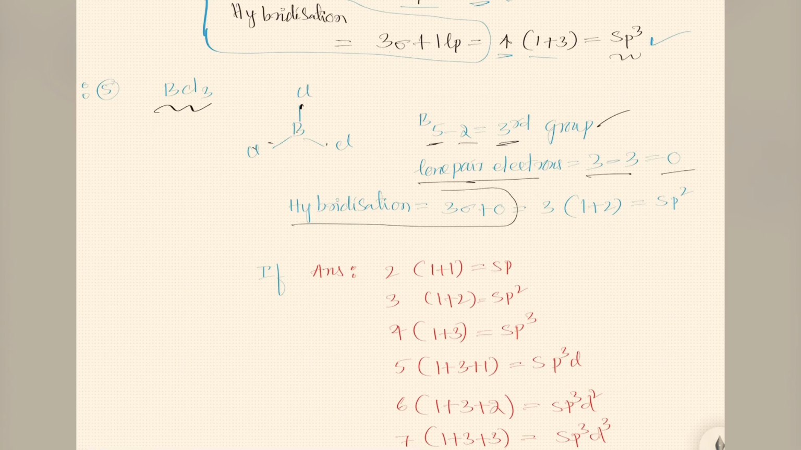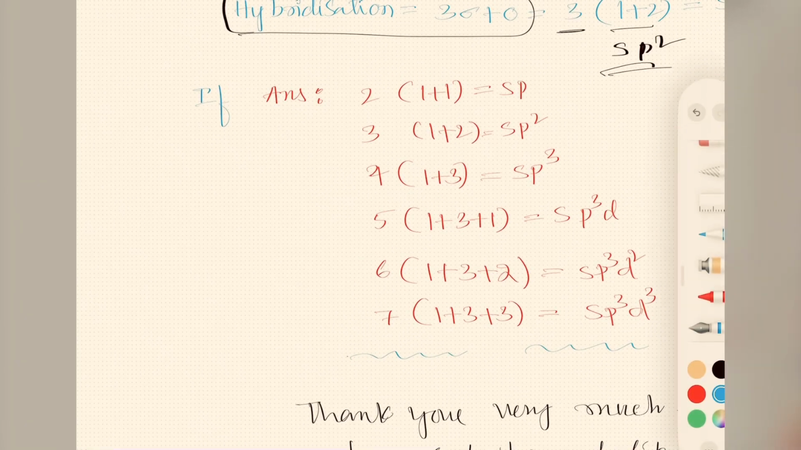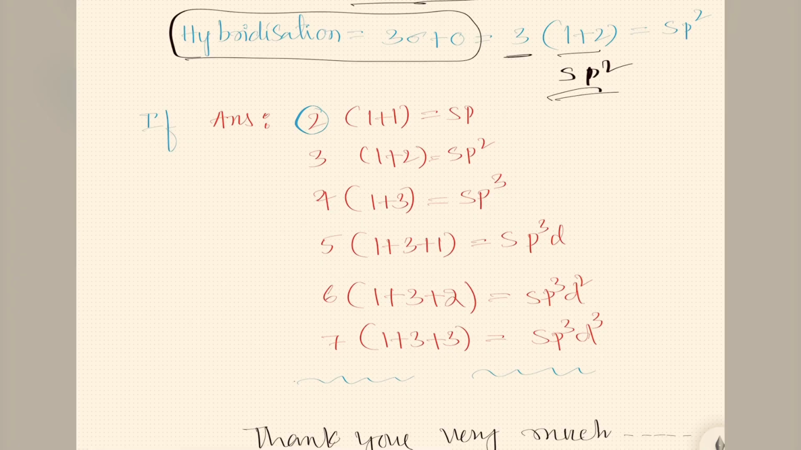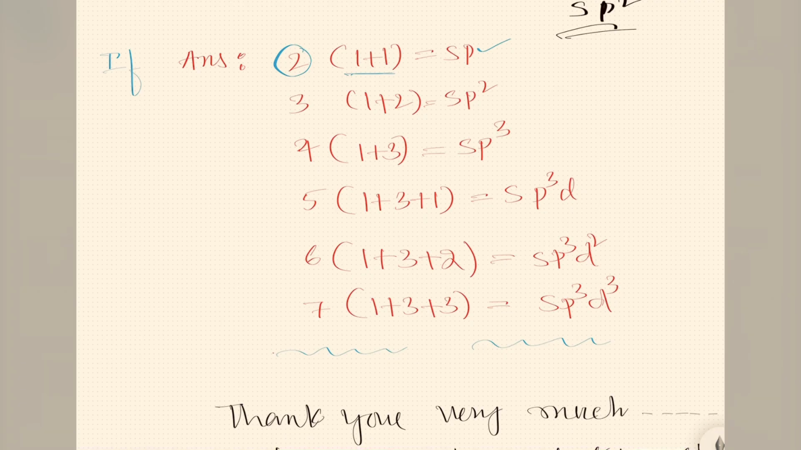Therefore hybridization is equal to number of sigma bonds plus lone pairs. So that sum is equal to 3. 3 means one S orbital and two P orbitals, sp2, so that is sp2 hybridization. If we get, for example, sum is equal to 2, then what we need to do, we can write 1 plus 1, that is sp hybridization. If sum is equal to 3, then 1 plus 2, sp2. Sum is equal to 4, 1 plus 3, sp3.